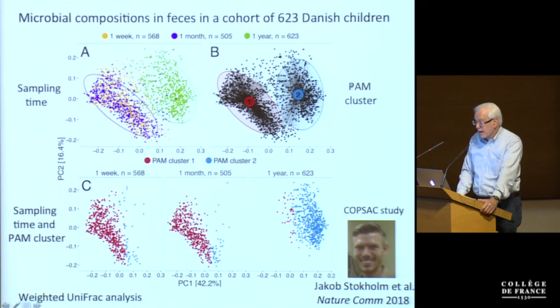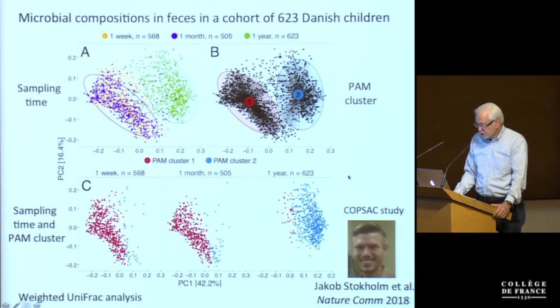When we do PAM clustering, we can see 2 distinct PAM groups, which we call PAM1 and PAM2. And now when we compare sampling time and PAM cluster, we see that at 1 week, most of the kids' microbiome is in PAM cluster 1, a few in 2. By 1 month, a few more. But by 1 year, the microbiota has largely shifted to this second cluster.